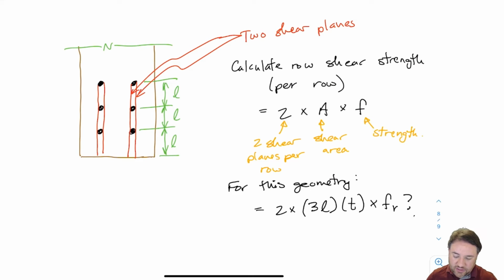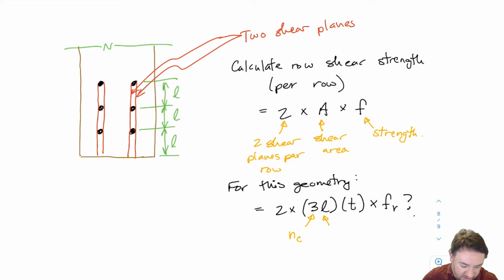So is this a good calculation for the shear strength? Well, it turns out that this 3 is going to be what we call NC, which is the number of bolts per row. The number of bolts per row is the same as the number of spaces between bolts. I have 1, 2, 3, and that means I have space 1 here, space 2 here, and space 3 here.